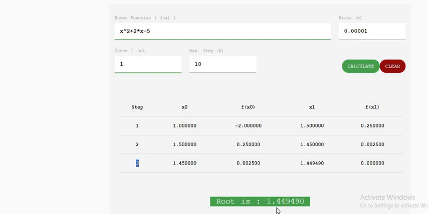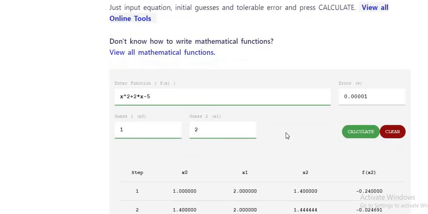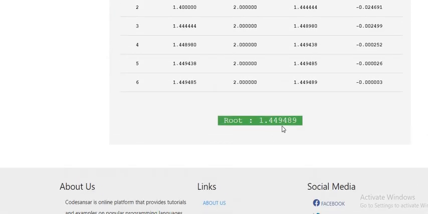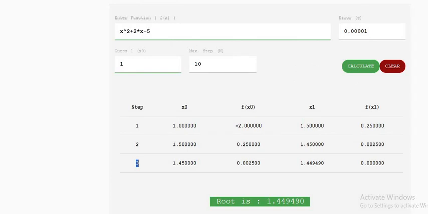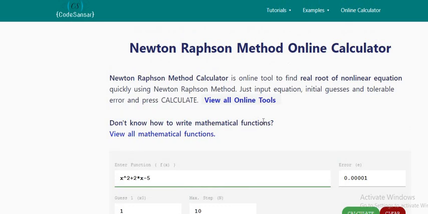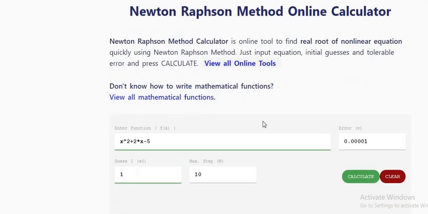And it gives us 1.449490. It is very close to the Regula Falsi calculation. In the Regula Falsi calculation, this was 1.449. Okay. So with these two methods, one can solve the polynomial, one can find the roots of the polynomial.